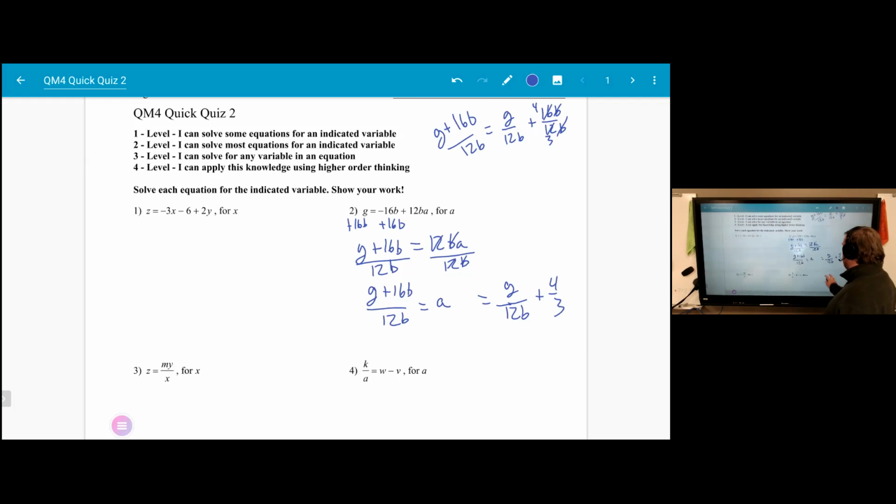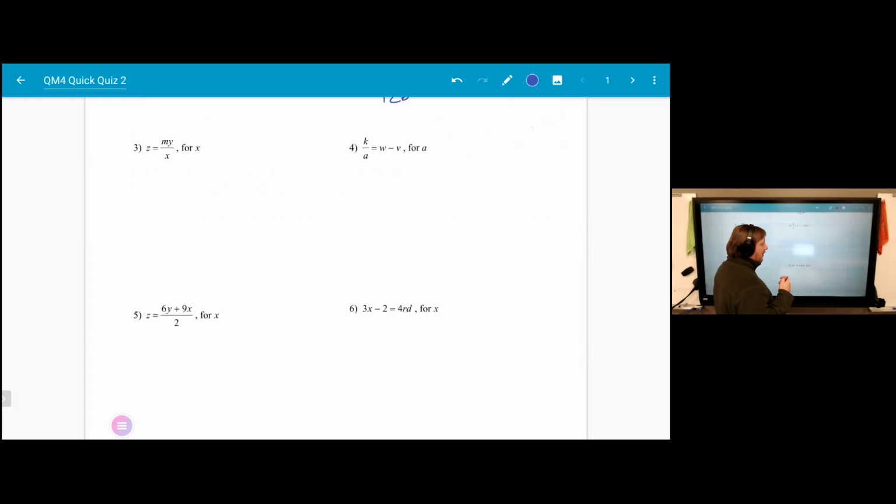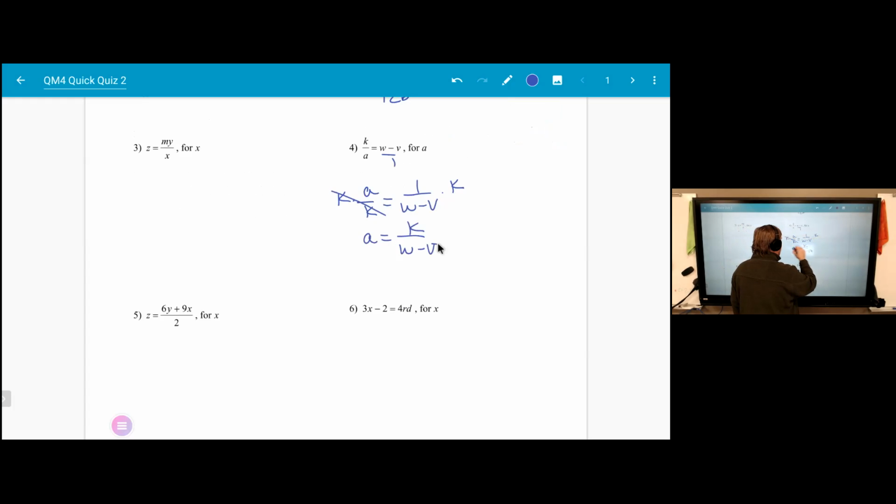All right, number 4, one of my favorites here. Once again, I really like to do the flip method. So if I put that over 1, I could flip them and say A divided by K is 1 divided by W minus V. And this just becomes a one-step equation. Multiply both sides by K. And if I do that, K divided by K simplifies to 1. A equals K divided by W minus V.